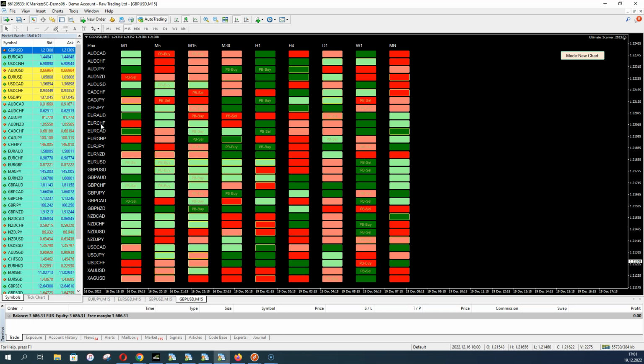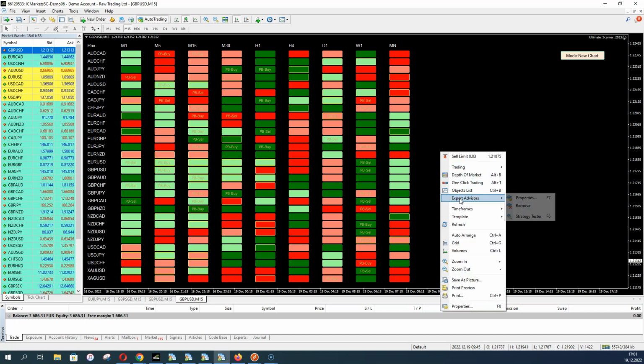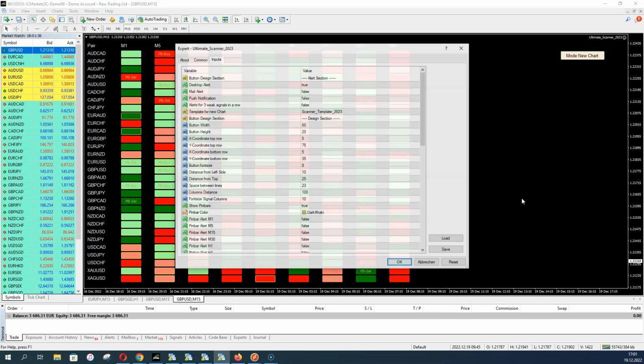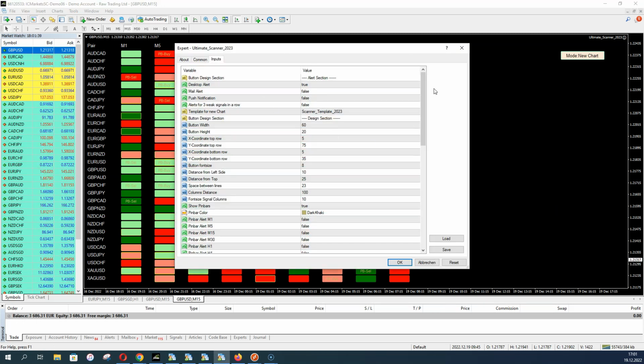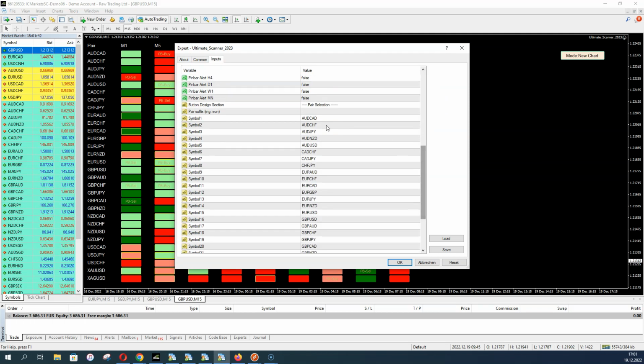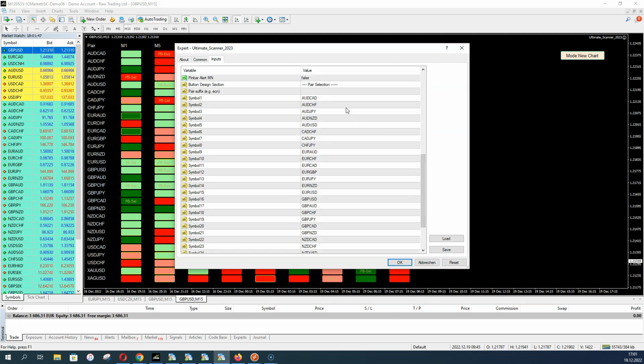If you want to change these pairs, you simply go here, for example, on this blank field on your chart, and make a click with the right mouse button, then go to Expert Advisors and then Properties, and you get here the settings for the Ultimate Scanner. If you scroll a little bit down, you can see here you can change the pairs. You can remove a pair, and then you simply let the field blank and you don't enter a pair. For example, you can here simply double click and remove this one, and then this pair would not be scanned anymore, or you add a different pair.